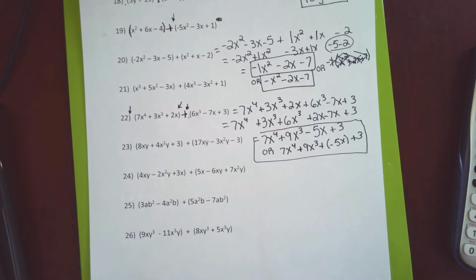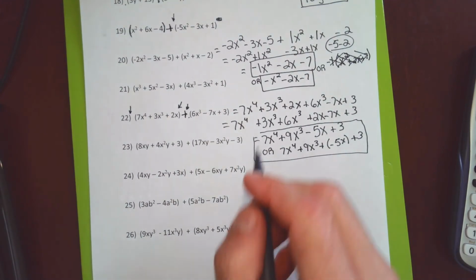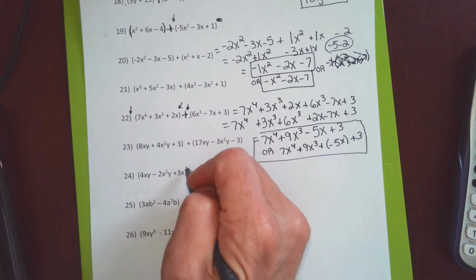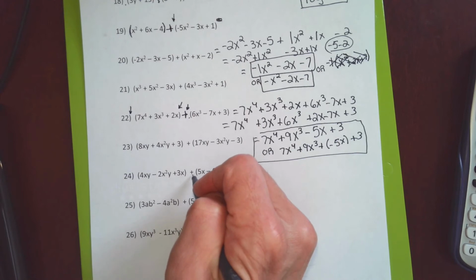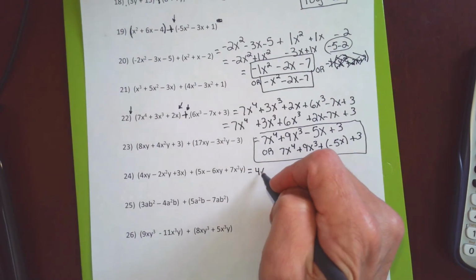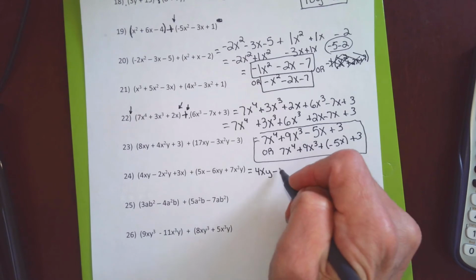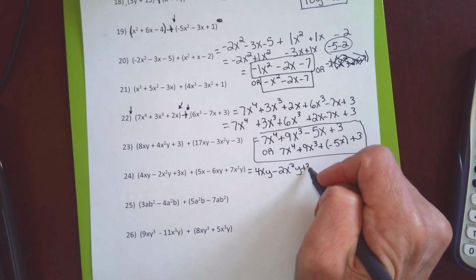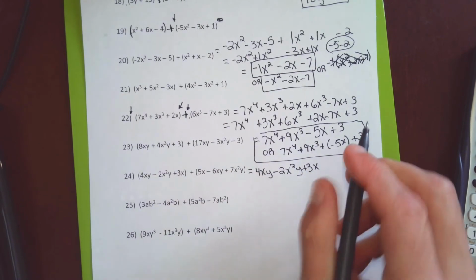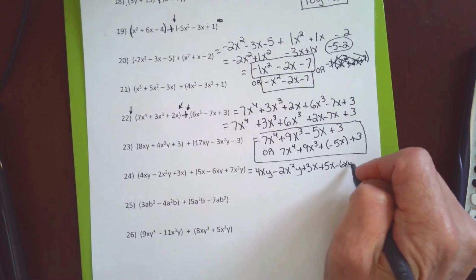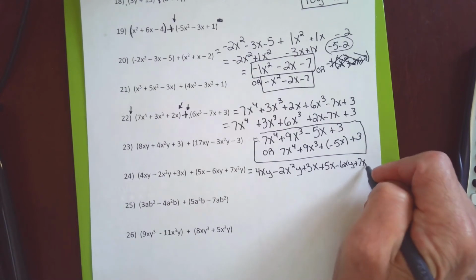24, same deal. No reasons to change the contents of the parentheses. I can just drop them. First parentheses, no exponent in front of it, no times or divide after it, plus or minus after it is okay, and no coefficient. So I'm going to drop the first parentheses and get 4xy minus 2x squared y plus 3x. Drop the second one and get plus 5x minus 6xy plus 7x squared y.